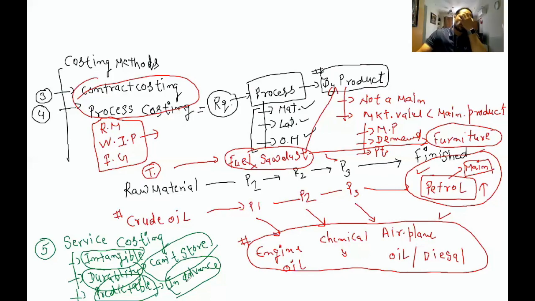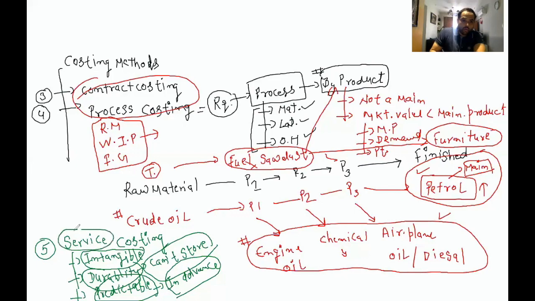And the next one is simultaneity. Services can't be stored, cannot be advanced, they are intangible. I think that's enough for us to get the ideas of the nature of the service.